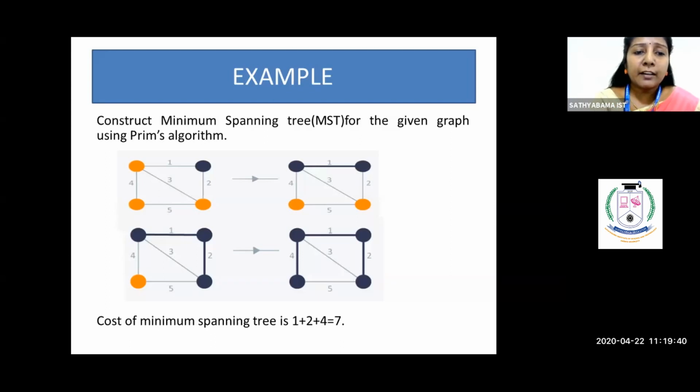In the given graph, totally how many vertices are given here? Totally 4 vertices and 5 edges are given. The edge weights are 1, 2, 3, 4 and 5. Totally 5 edges and 4 vertices. Now, what is a spanning tree? The spanning tree is a subgraph that contains all the vertices from the given graph, connected with n minus 1 edges. At the same time, it is an acyclic subgraph.